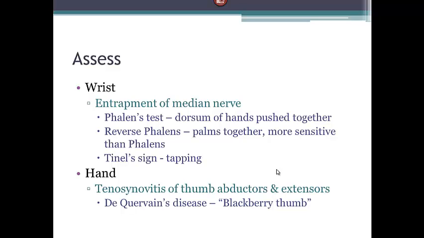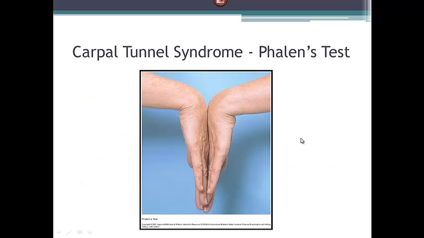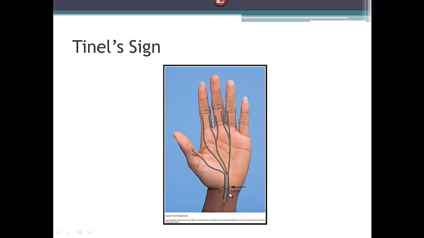Tinel sign, on the other hand, is direct percussion over the location of the median nerve at the wrist, and this normally should not produce any symptom. If there is any pain, any burning, any tingling sensation while doing this, it is a positive Tinel test, and we have pictures for that. This is the Phalen test, and this is the Tinel test.